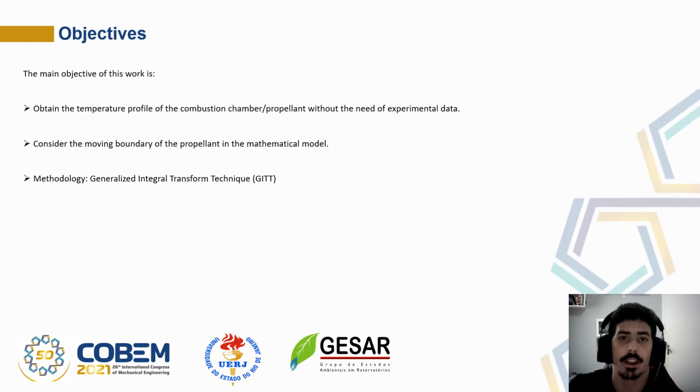The main objective of this work is to obtain the temperature profile of the combustion chamber and propellant without the need of experimental data, considering the moving boundary of the propellant in a mathematical model. So I'm going to consider the consumption of the propellant during the combustion process, and the domain is going to vary over time because of that. The methodology is the generalized integral transform technique.